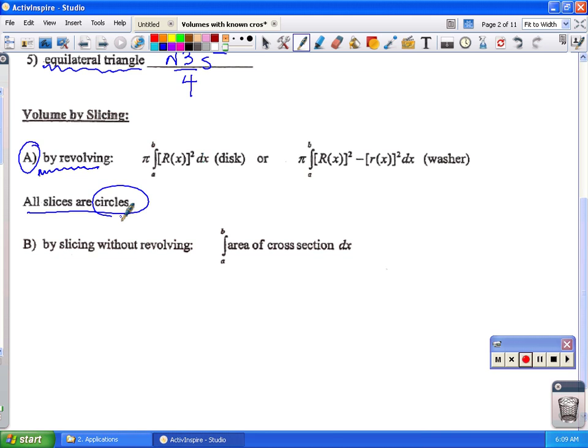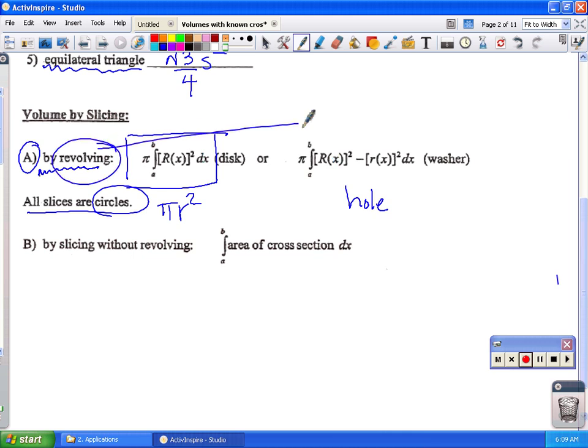When we had a solid object, we know that the area of any circle is pi r squared. So when we found the volume by revolving and were making circles, every single time we were using the formula pi r squared, or if there was a hole in the object, we would have pi big R squared minus pi little r squared. But the big idea is that when you are revolving, you always get circles, and every time you get circles, you collect all of that area, pi r squared, and you get the volume of a solid.